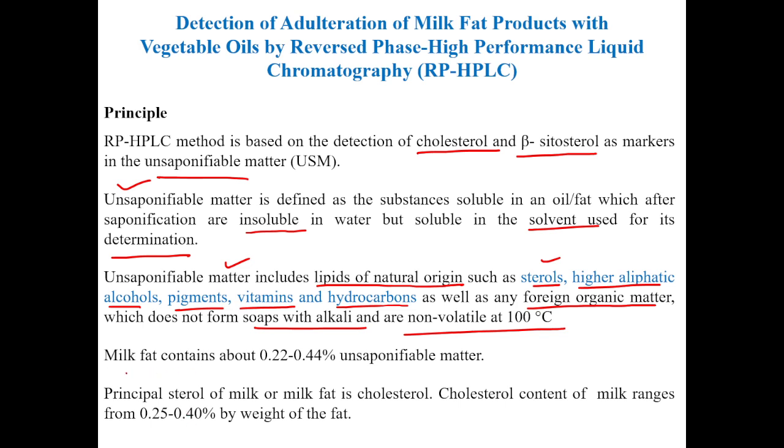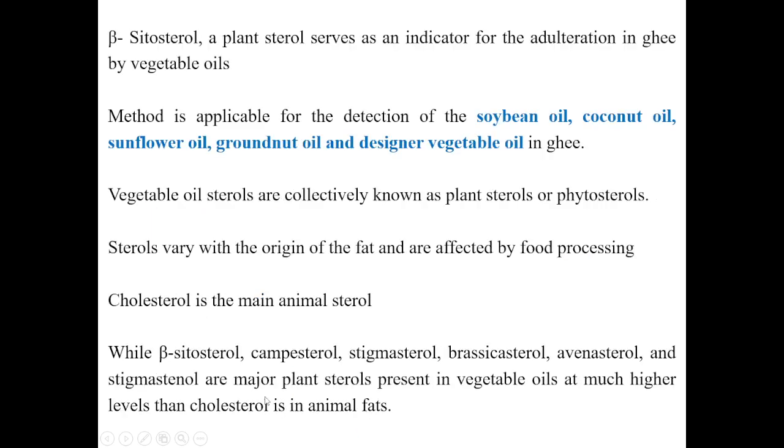Milk fat or ghee contains 0.2 to 0.44% USM. The principal sterol in ghee is cholesterol, and the cholesterol content of milk fat is 0.25 to 0.4% by weight of the fat. As already told, beta sitosterol is a plant sterol, which is the indicator for adulteration in ghee. In ghee, there is no beta sitosterol. If the peak appears in the HPLC chromatogram, then we will say that vegetable oil is present.